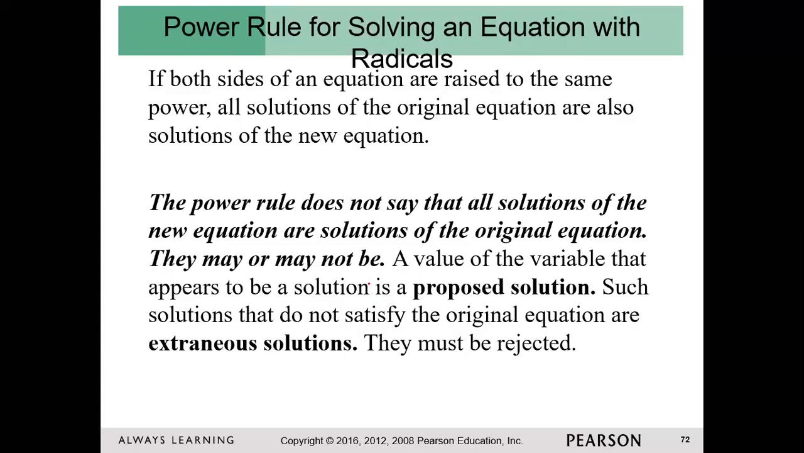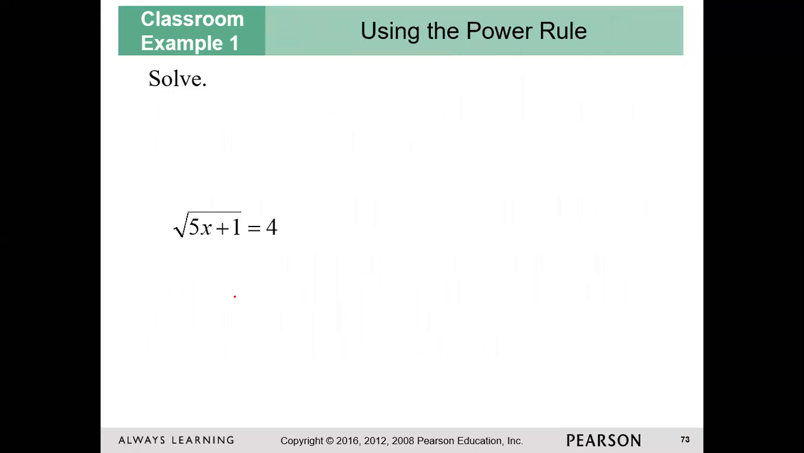So you should definitely check the solutions to make sure that they work. So such solutions that do not satisfy the original equation are called extraneous solutions and must be rejected. So usually we just kind of cross them out and say, no, you are a false solution. You're not actually part of my solution set.